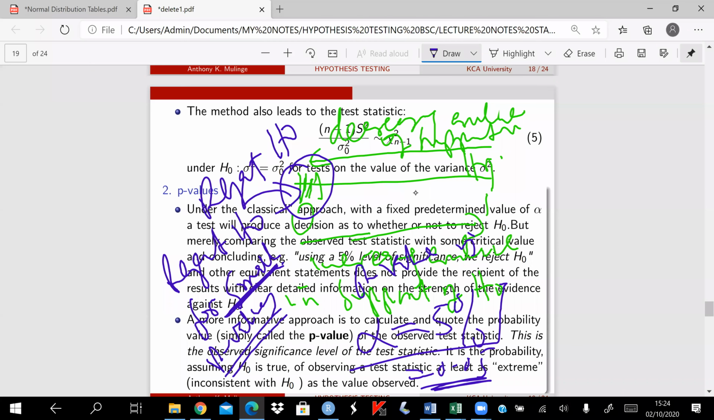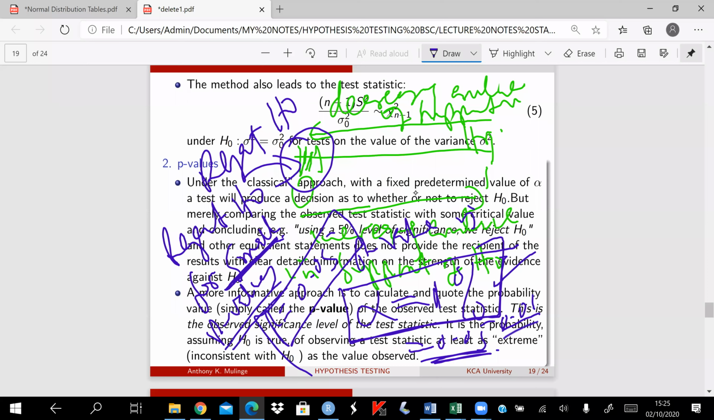So if your p-value, for instance, is 0.05, and we're using alpha as 0.001, then it means that your p-value is large. As far as this one is concerned, you have a large p-value. That means that you have strong evidence in support of the null hypothesis. That means you should fail to reject the null hypothesis, or you should just accept the null hypothesis.